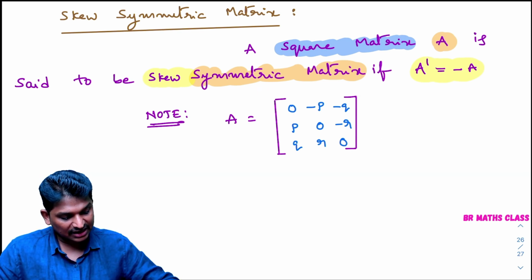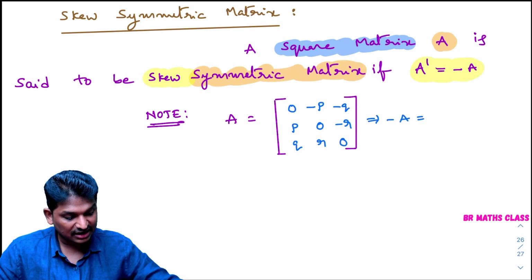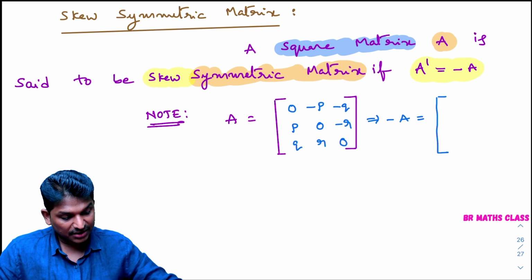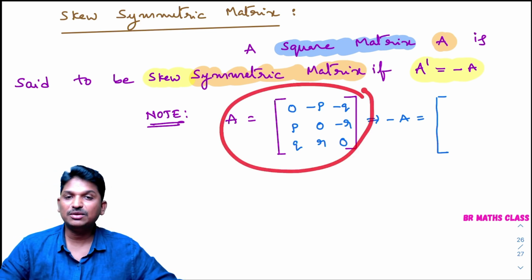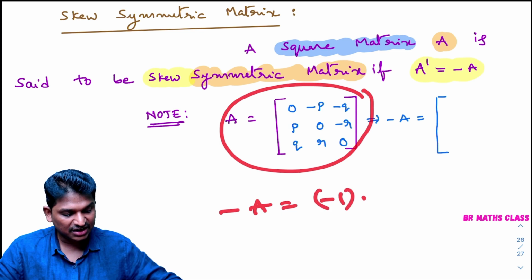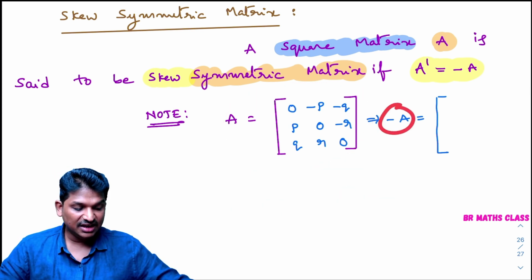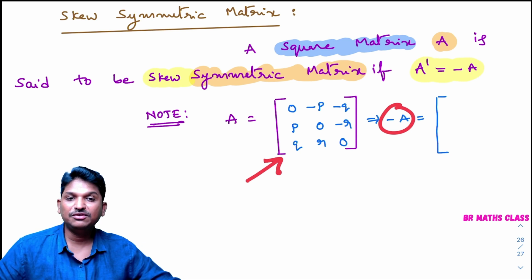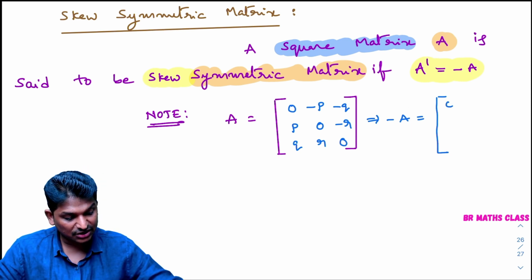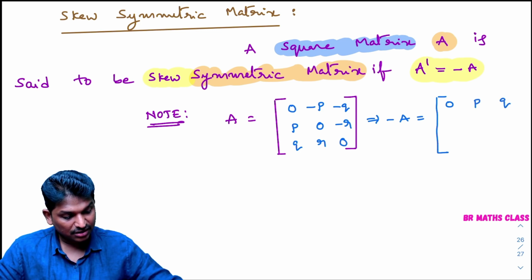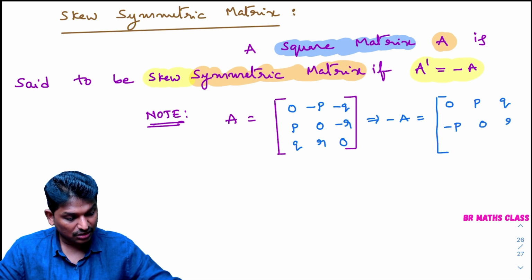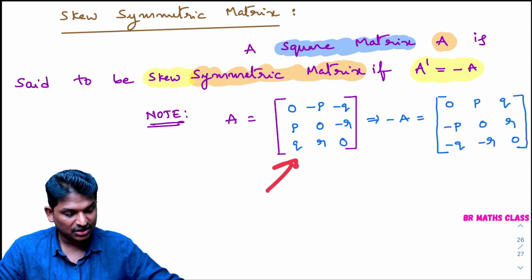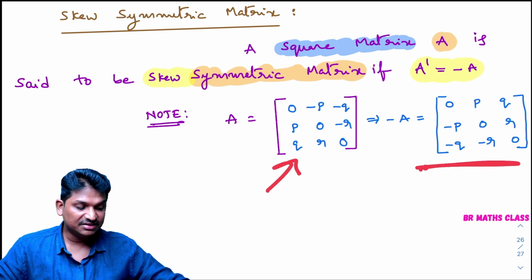What I'll do here, I'll calculate minus A. Here matrix A is there, and from this I'll calculate minus A. How to get minus A? Minus A is nothing but minus 1 into A. To get minus A, you multiply each element of matrix A with minus 1. So what will you get? Minus 1 into 0 is 0. Minus 1 into minus P is P. Minus 1 into minus Q is Q. Then minus P, 0, R, minus Q, minus R, 0. This is minus A. I just multiplied each element of A with minus 1.